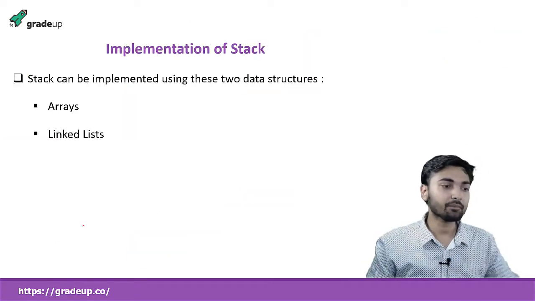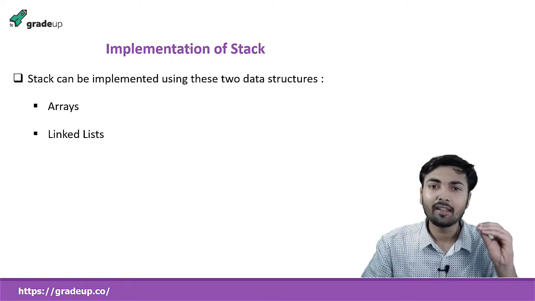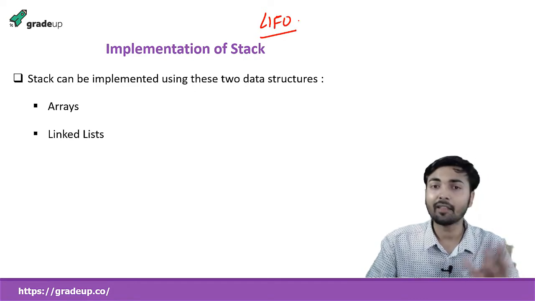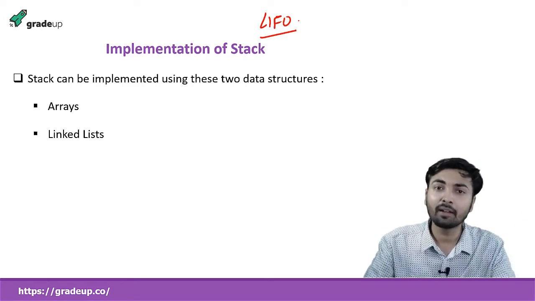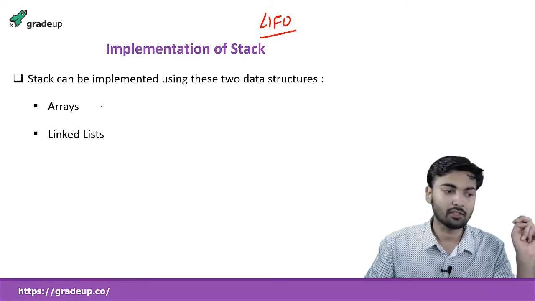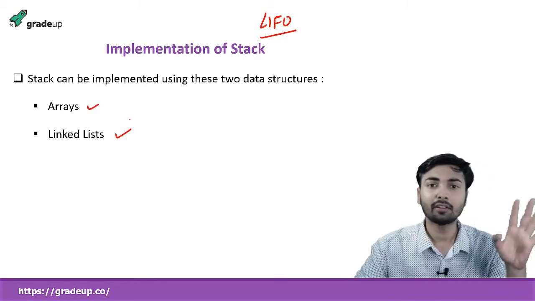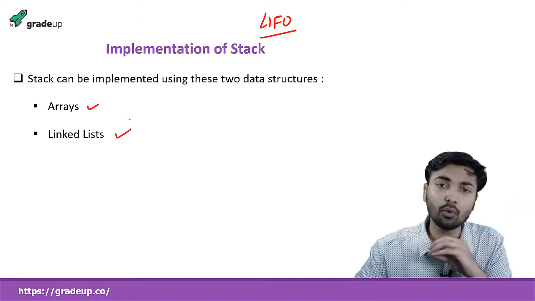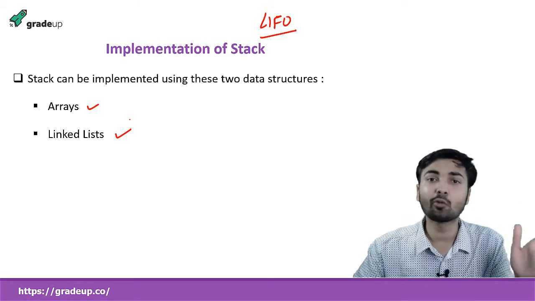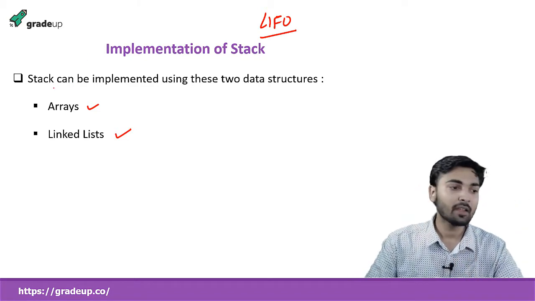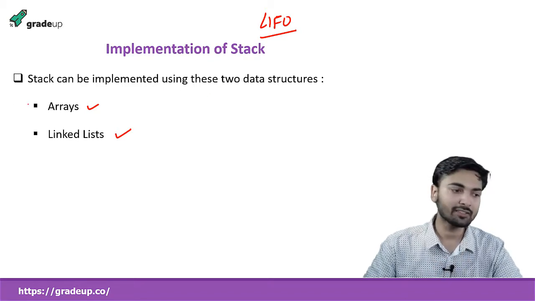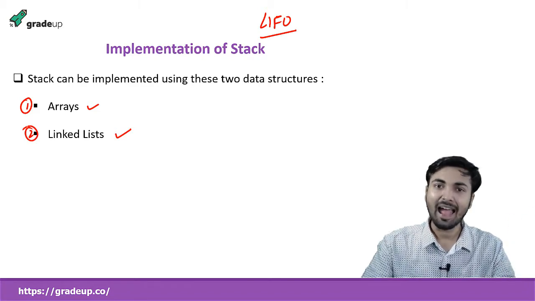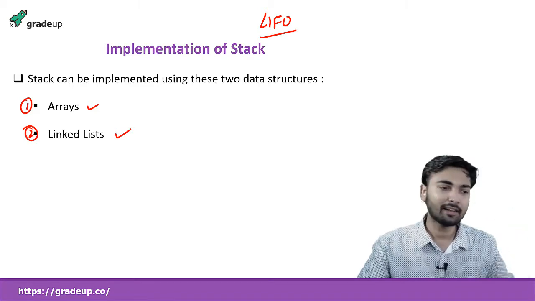Now, next thing. Implementation of stack. Stack is a criteria to maintain this order, LIFO order, last in first out. I want to implement it. But in your system, there are 2 main data structures, arrays and linked list. So everything will be implemented using these 2 structures only. So we'll see how stack can be implemented using arrays and linked list, one by one. Got it? Let us start.